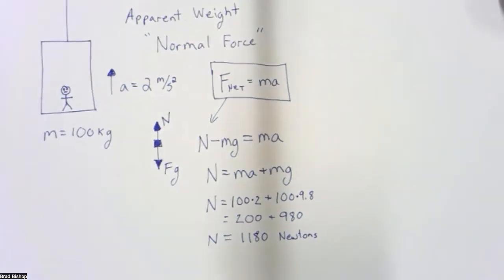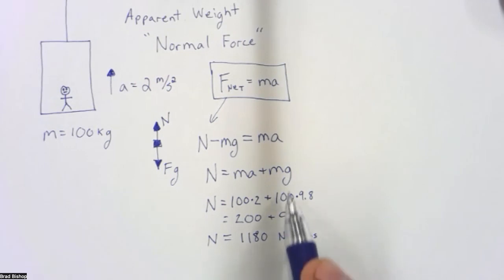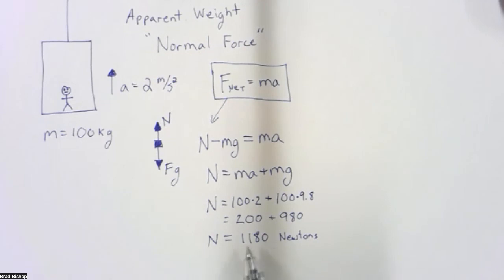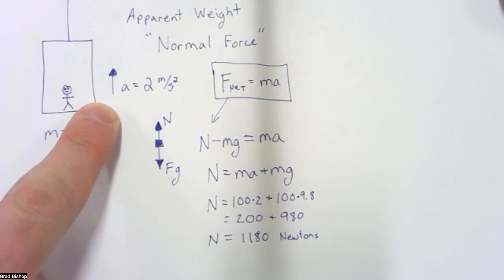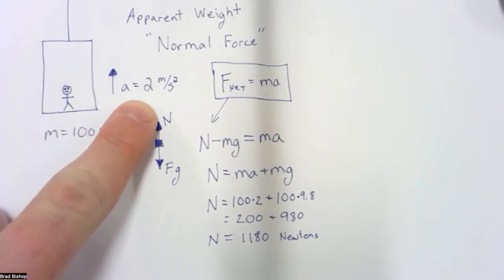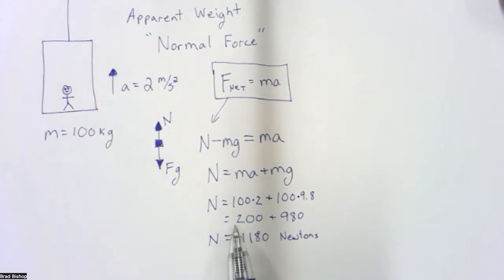So is the person feeling like they weigh more? Yes. Without the elevator accelerating, they only actually weigh, mg is just 980. But because there's an acceleration, we also have this extra m times a factor. So the person feels like they actually weigh 1180 newtons, more than they normally would have. If this m times a was negative, meaning instead the elevator was accelerating downwards, so this a was -2, this value right here would be -200, and our normal force would be less than the weight.